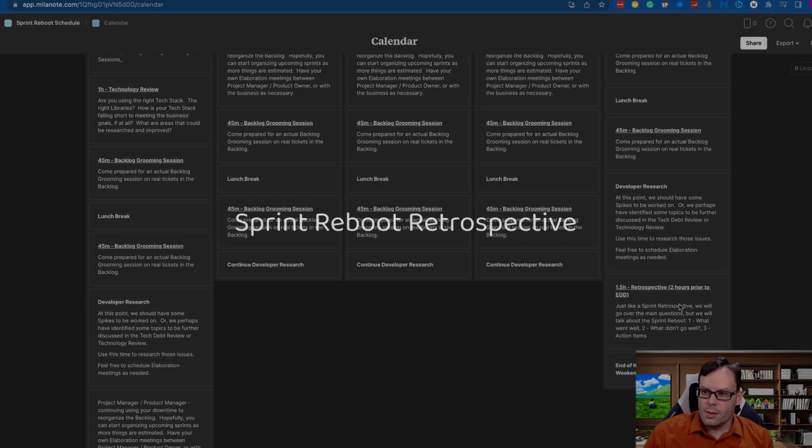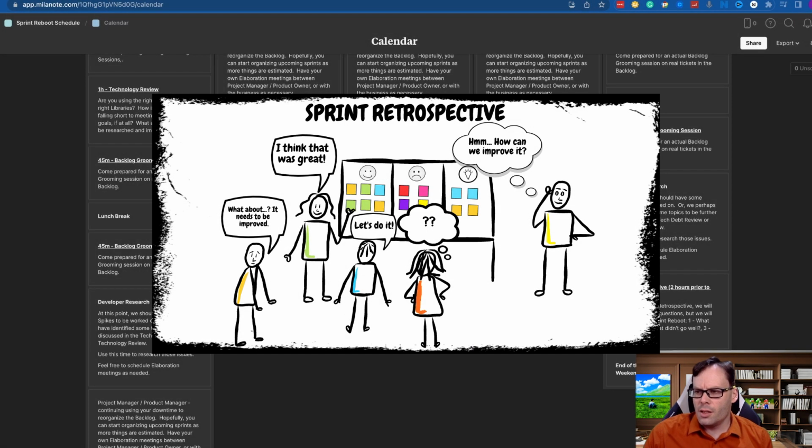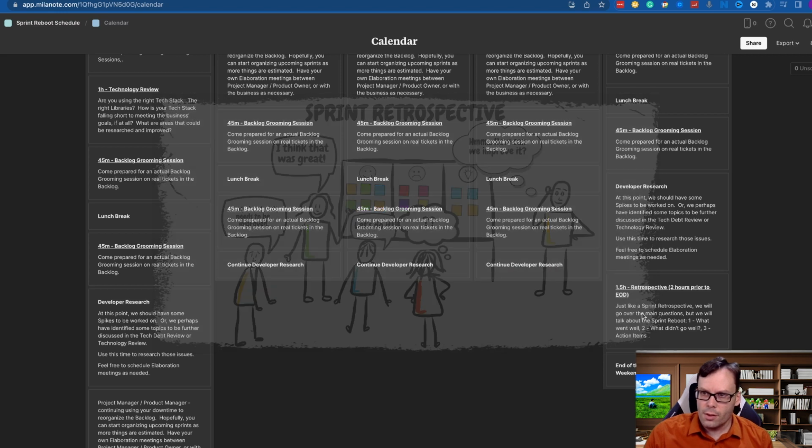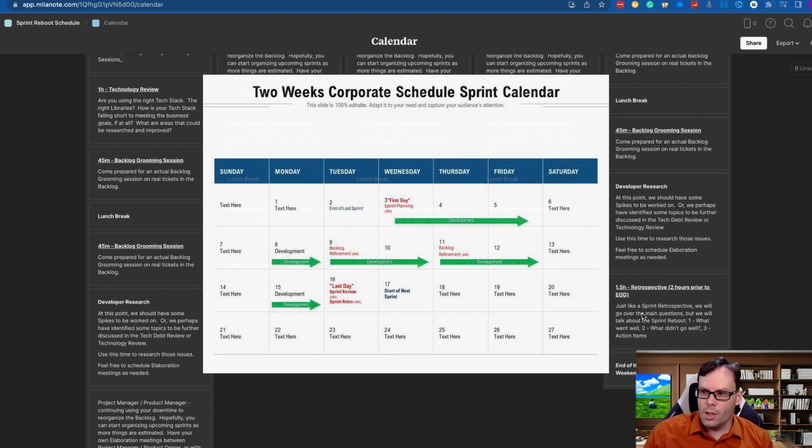2 hours prior to the end of the day, I want to do something similar to a sprint retrospective. And it's not going to be like a typical sprint retrospective, but we are still going to ask the questions: what went well, what didn't go well, and what are the action items going forward, just in regards to the reboot process that the team just went over. And we're going to also commit to what meetings we are going to have and at what intervals in the upcoming week for the first new rebooted sprint.